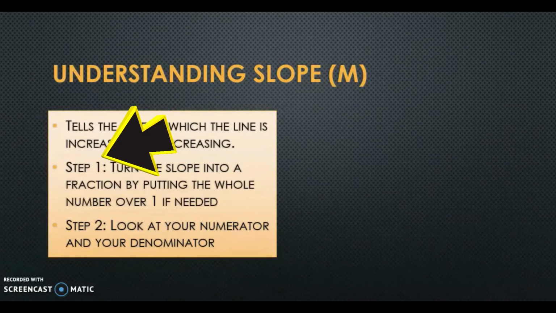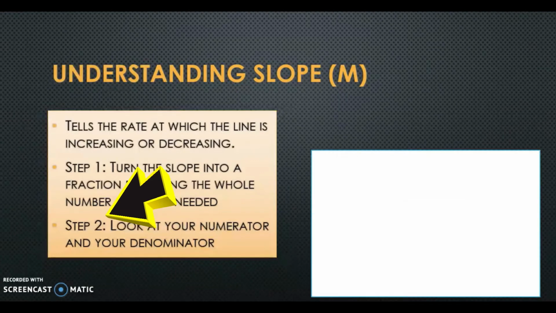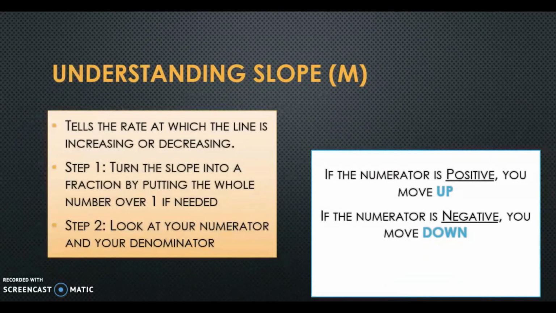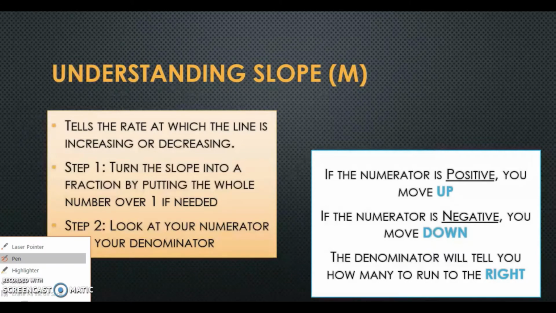So step one, we're going to turn the slope into a fraction by putting the whole number over 1 if needed. Sometimes the slope will already be written in a fraction. And then you're going to look at your numerator and your denominator. If your numerator is positive, you're going to move up. If your numerator is negative, you're going to move down. And then the denominator is always going to tell you how many to run to the right. Show you a quick example.